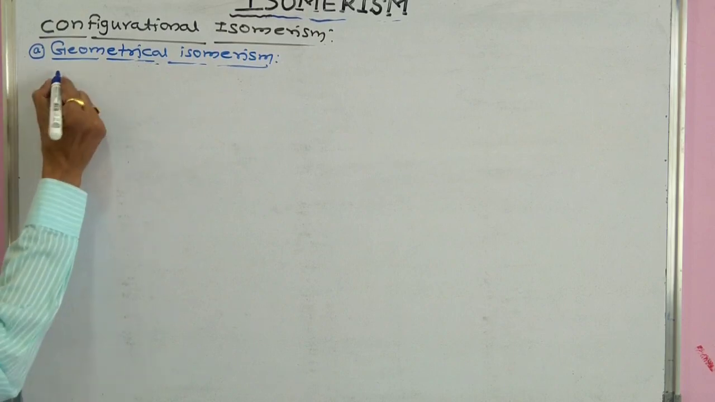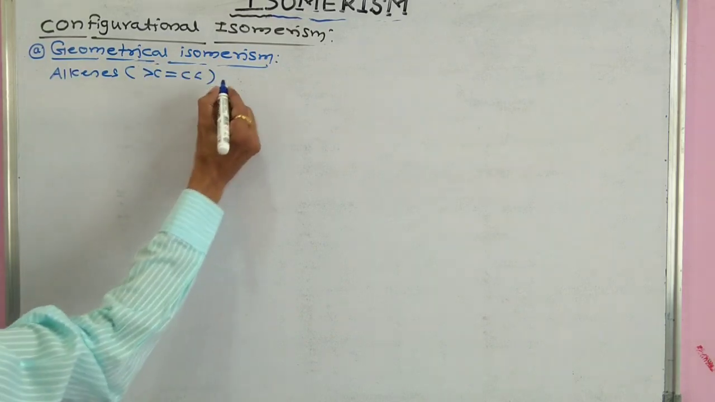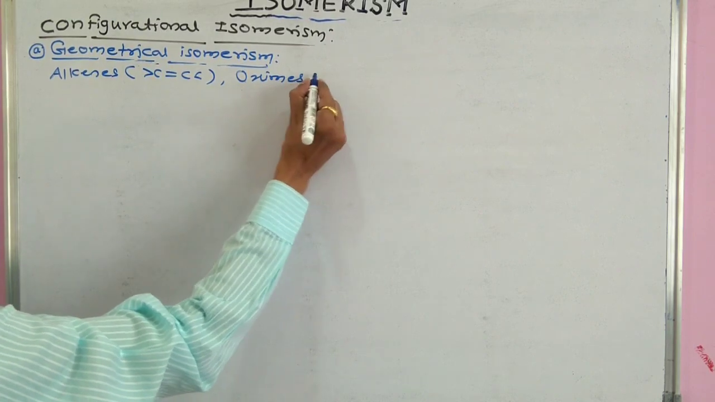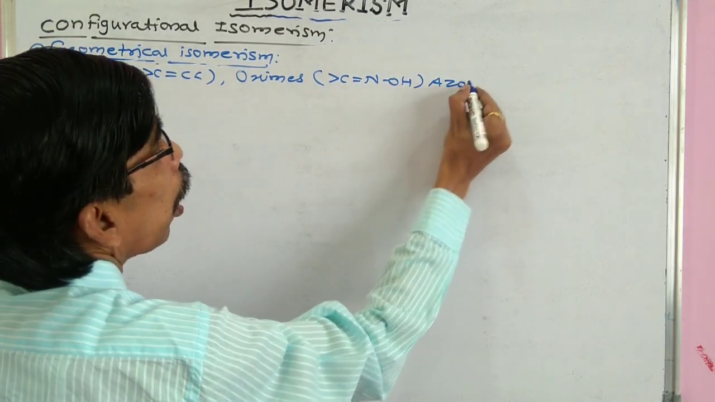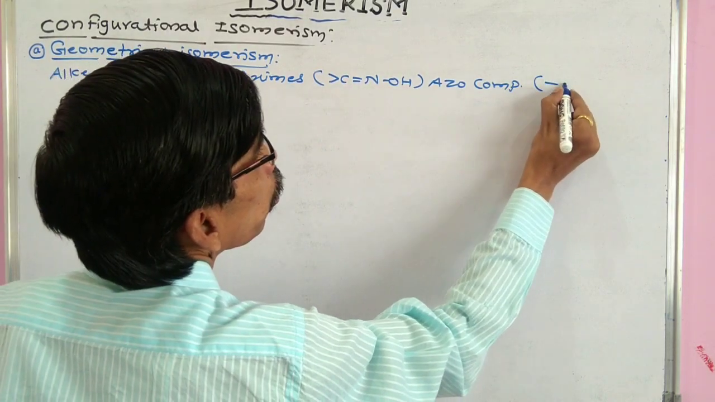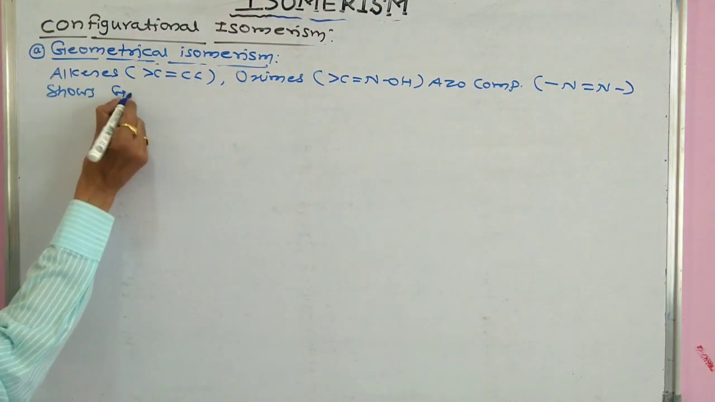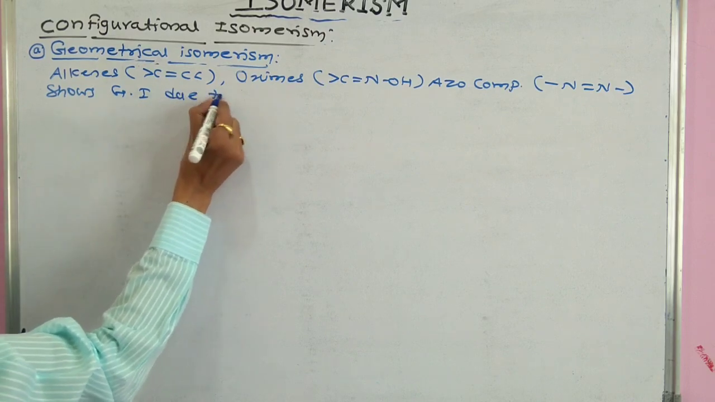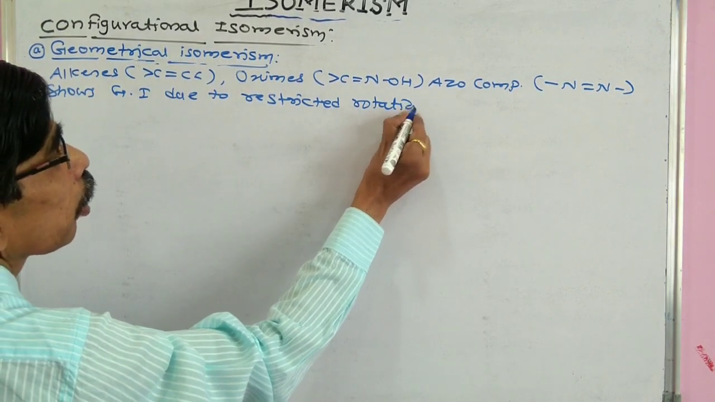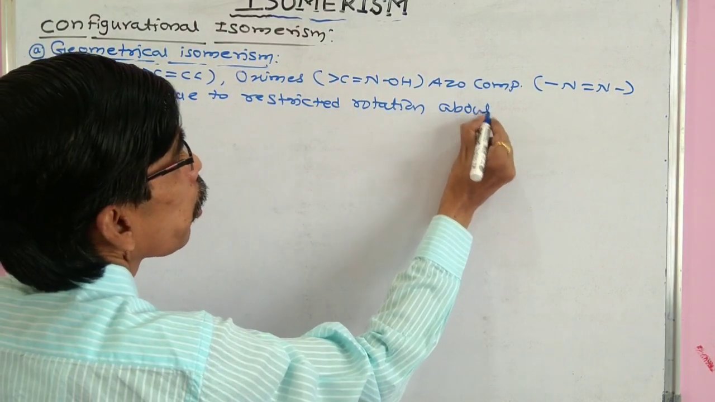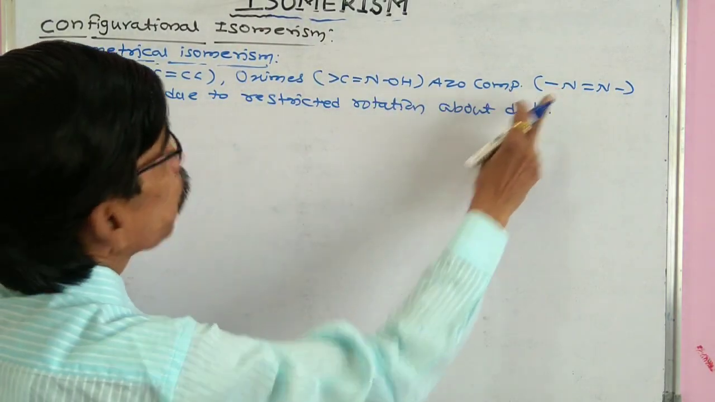Now which compounds show geometrical isomerism? Alkenes, C double bond C, oximes, C double bond NOH, and also compounds with N double bond N show geometrical isomerism due to restricted rotation about double bonds.